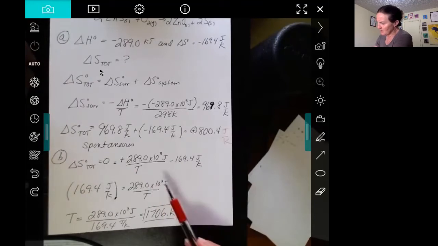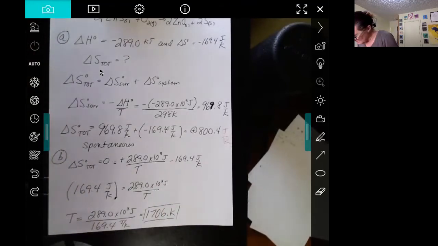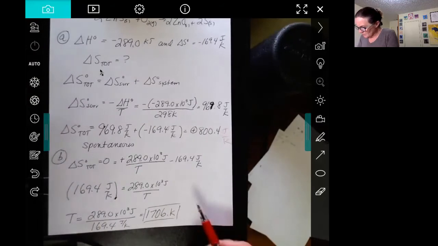It does not make sense. Let me redo that math. It does not make sense because it should be at a lower temperature. What did I do wrong?